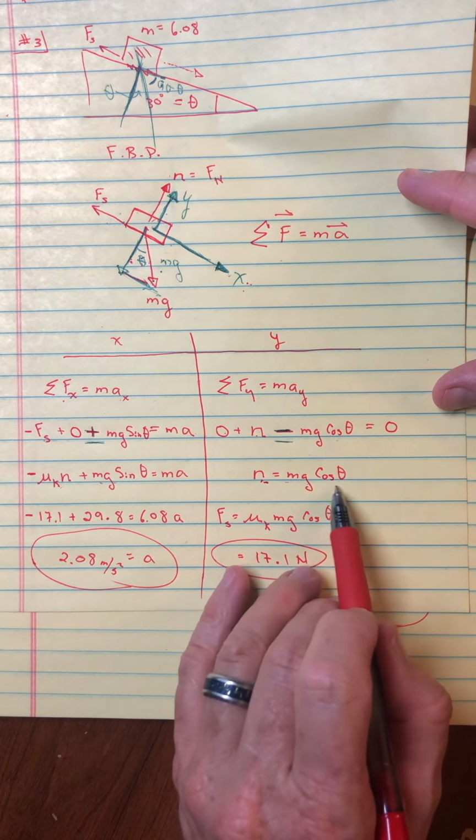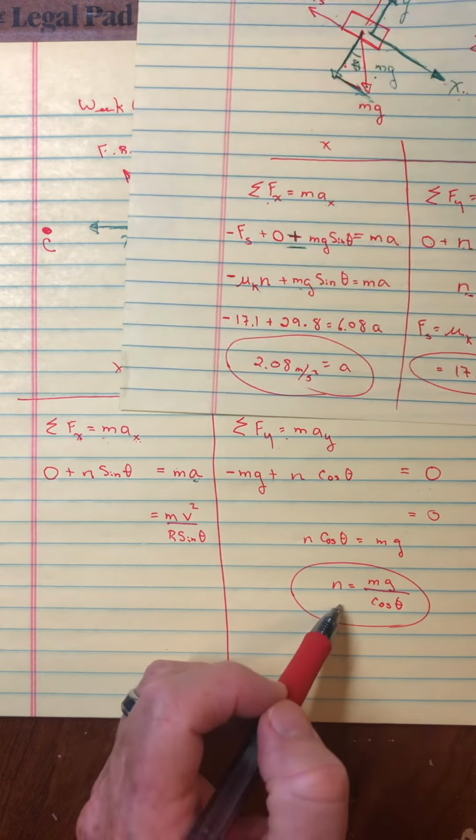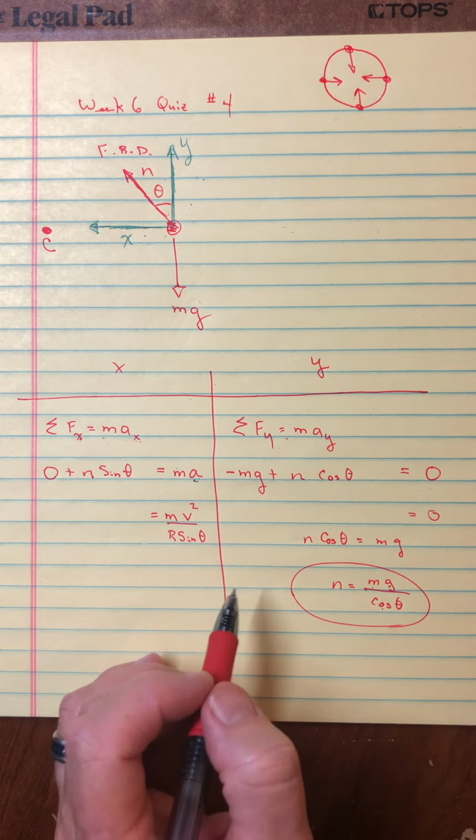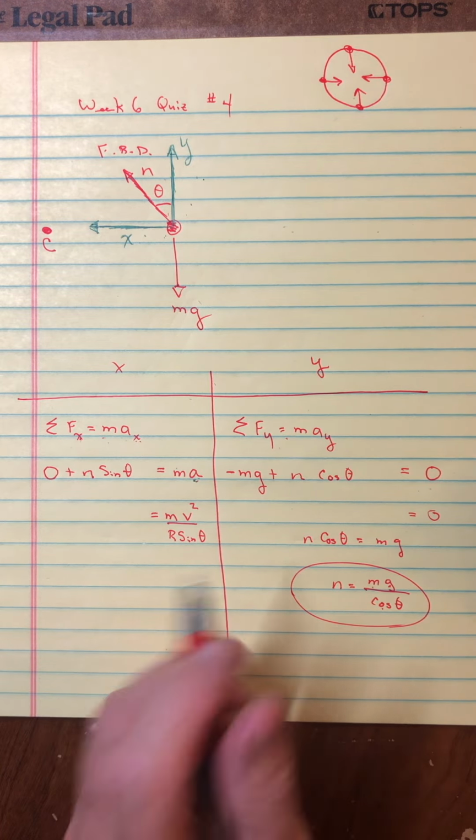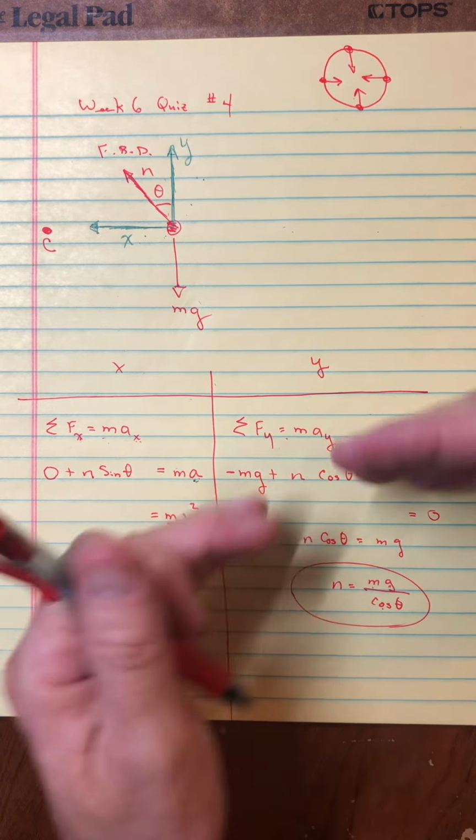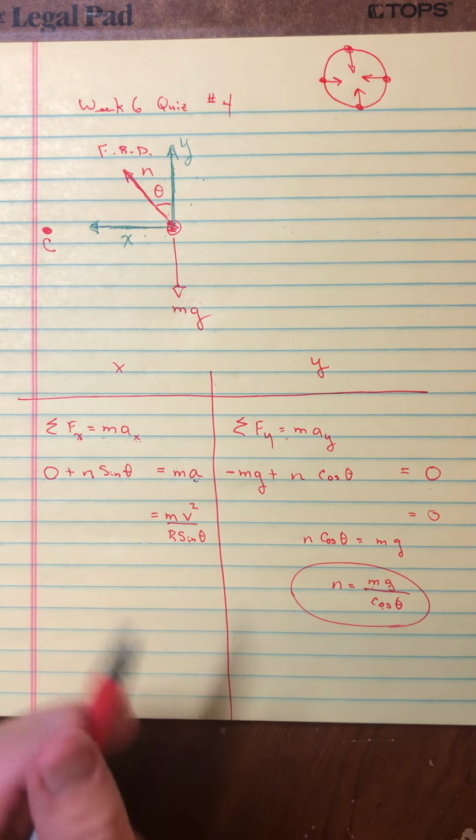Here it was mg times cosine theta. Interesting, in this one, it's mg over cosine theta. Don't try to predict what they are. Like I said, just write out the forces and solve the math. And that's what it comes out to this time.